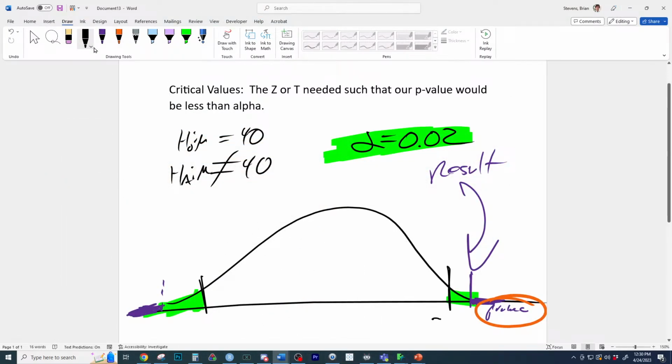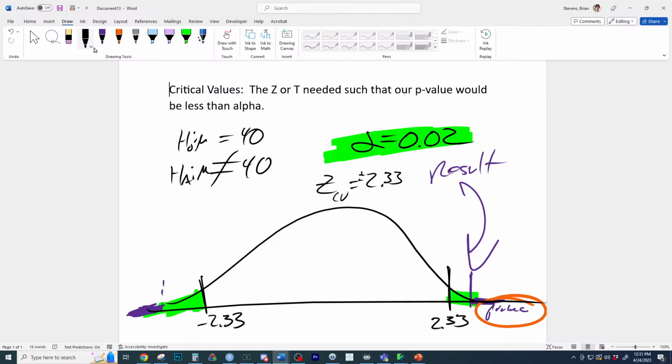If my result comes back outside of this region, then the p-value would have to be less than 0.02, because this is the point where it's exactly 0.02 at a z-score. So the critical value here is equal to a z of 2.33, and I guess we could put plus or minus because it's positive and negative.